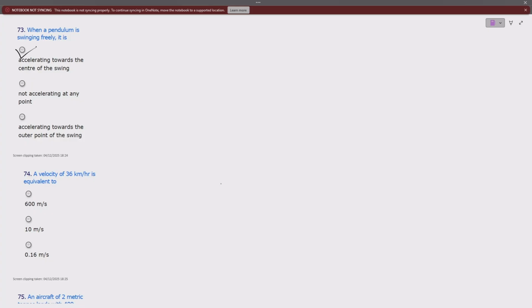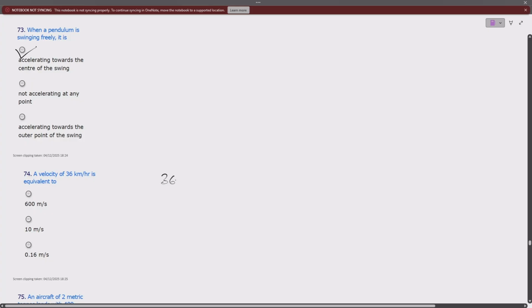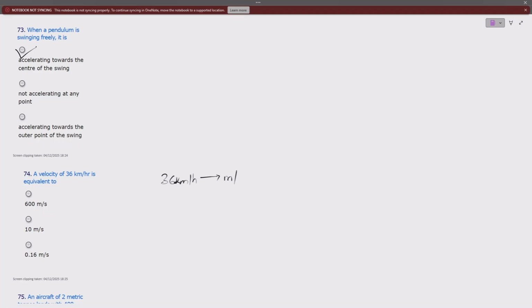74. A velocity of 36 kilometers per hour is equivalent to, when you look at the options, always when there is a conversion, take a look at the answers given and take a critical look at the units as well. So these units are given in meters per second. So whatever you have as a parameter, you have to convert it into meters per second. So 36 kilometers per hour is equivalent to what meters per second?